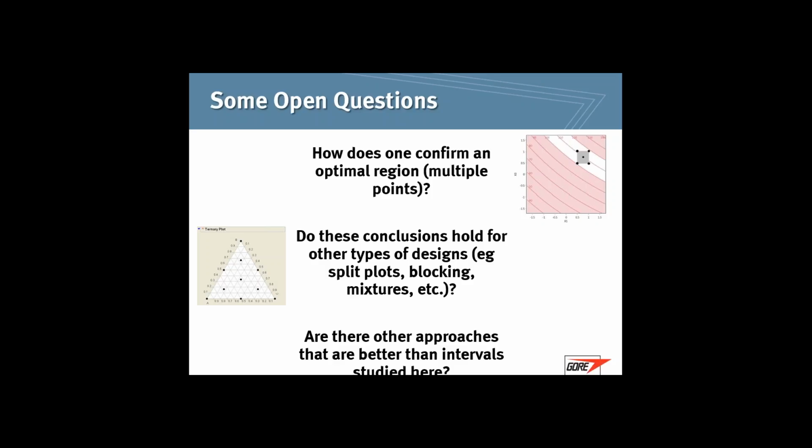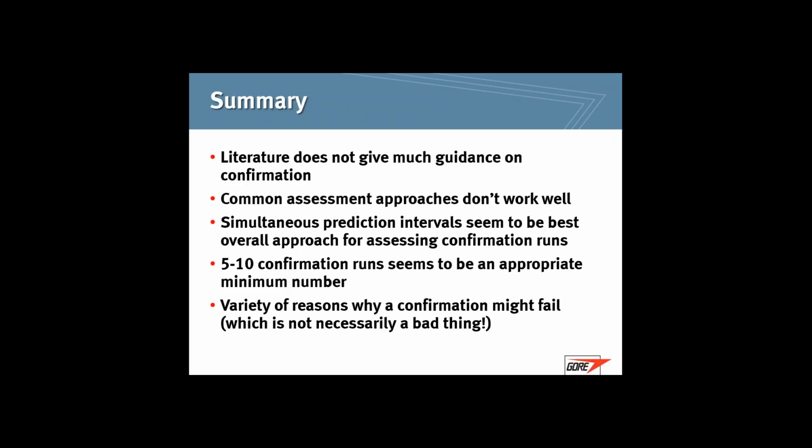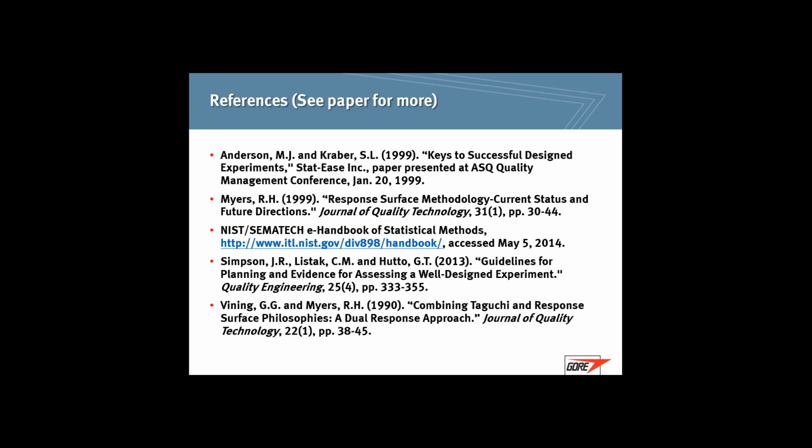So to summarize what we've talked about today, the literature doesn't give a lot of guidance. There are many common assessment approaches out there that don't work really well. From my perspective, a simultaneous prediction interval seems to be the best overall approach. And if you're using the Bonferroni correction, it's something that you can do relatively easily as long as you know how to do a prediction interval for a single future observation. Five to ten confirmation runs seems to be an appropriate number. And then lastly, there are a lot of reasons why a confirmation might fail, which may not necessarily be a bad thing. So here are some of the references that I have referred to in this paper.